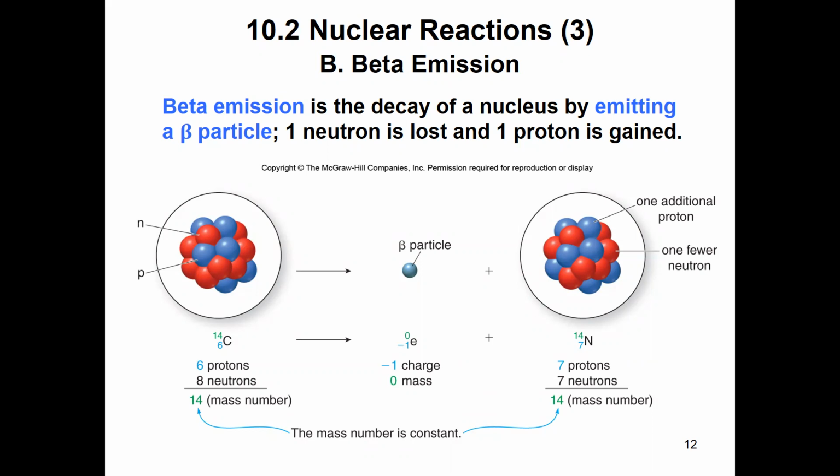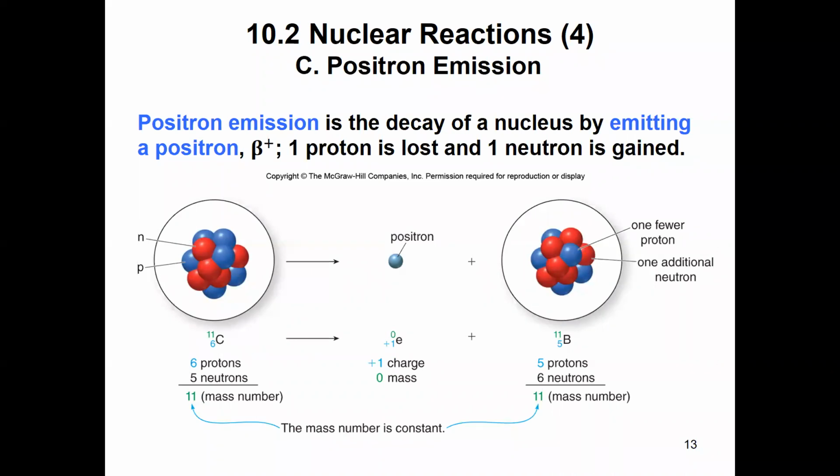You can see how overall the nucleus of the carbon 14 has lost a neutron and has gotten a new proton. Overall, that's what a beta emission comes to: the change of a neutron into a proton.